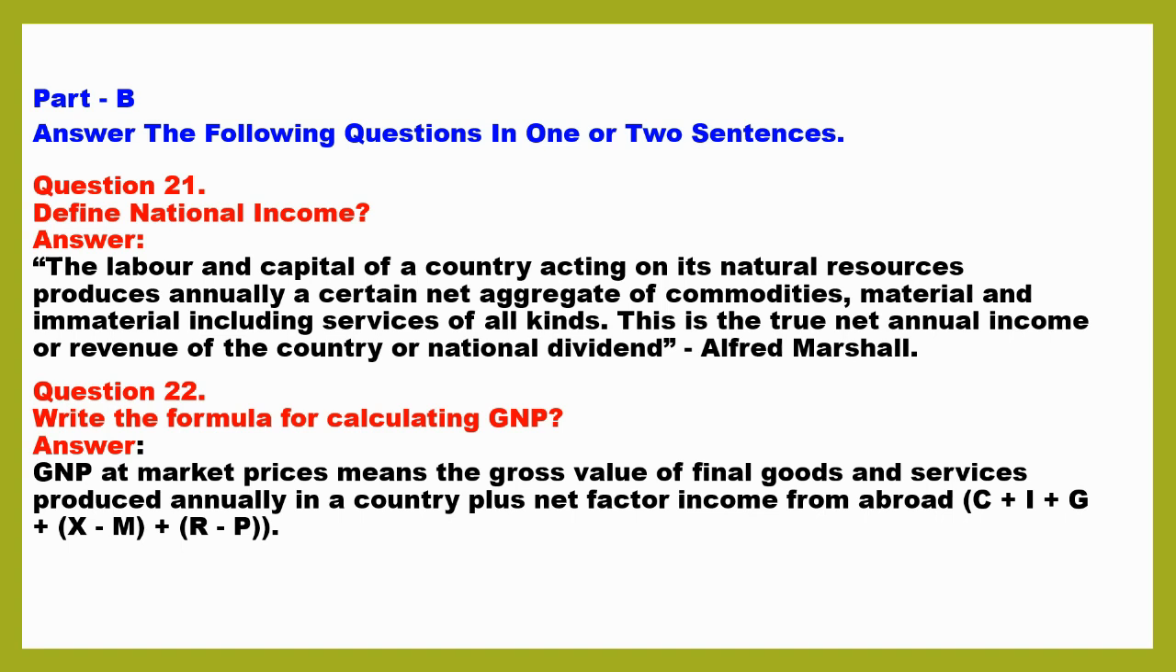Okay. Let's learn the second question. Write the formula for calculating GNP. What is the full form of GNP? Gross National Product. Gross national product at market price means the gross value of final goods and services produced annually in a country plus net factor income from abroad. It includes C, which is consumption, I is investment, G is government, X minus M is net export, plus R minus P is the net income earned from domestic residents. Okay. So this is calculated.